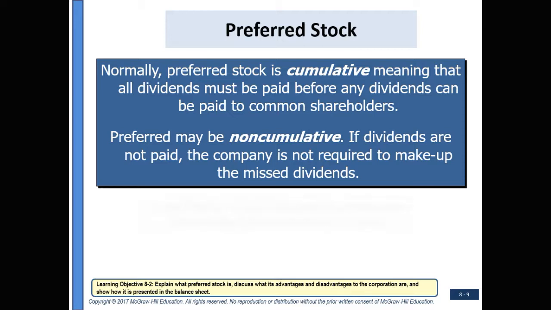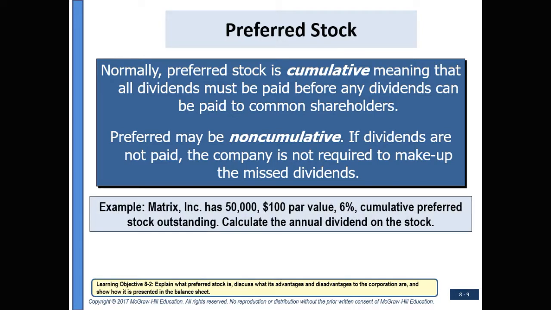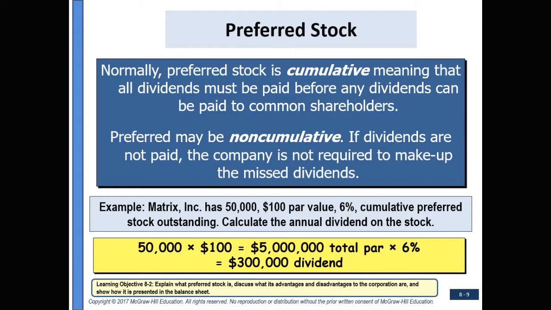So, for example, let's use Matrix, who has 50,000 shares of $100 par value, 6% cumulative preferred stock outstanding. So first, we have to determine what the total par value is. We take 50,000 and multiply that by 100. That's going to give us $5 million total par. Now it's 6%, meaning that the dividend is 6% of par. So we multiply that by 6%, and we ascertain that the dividends are $300,000.